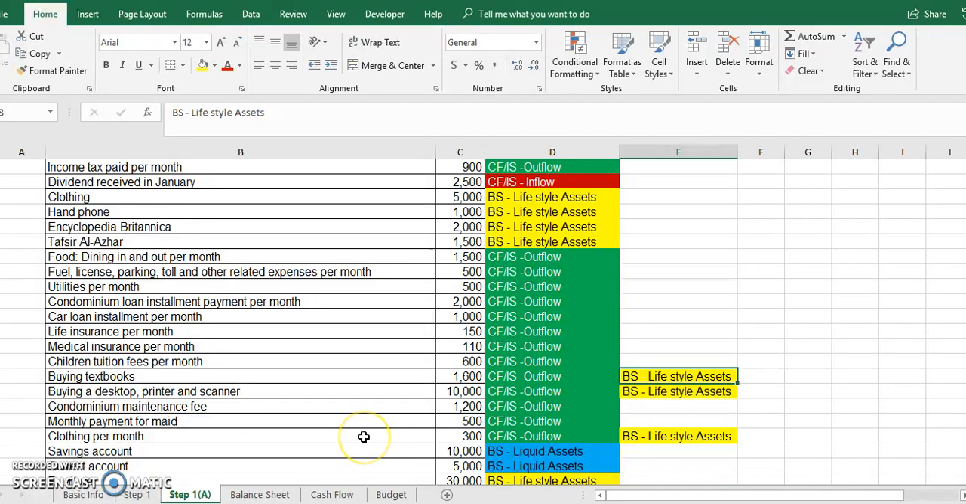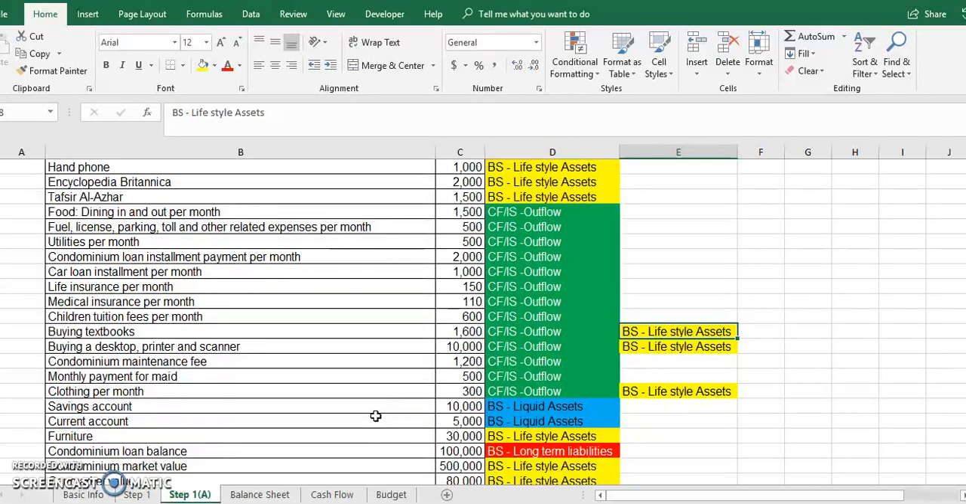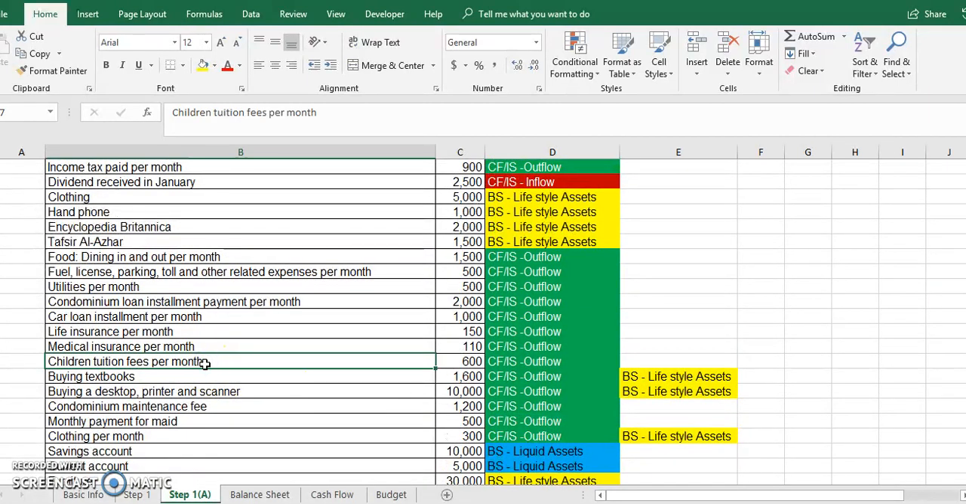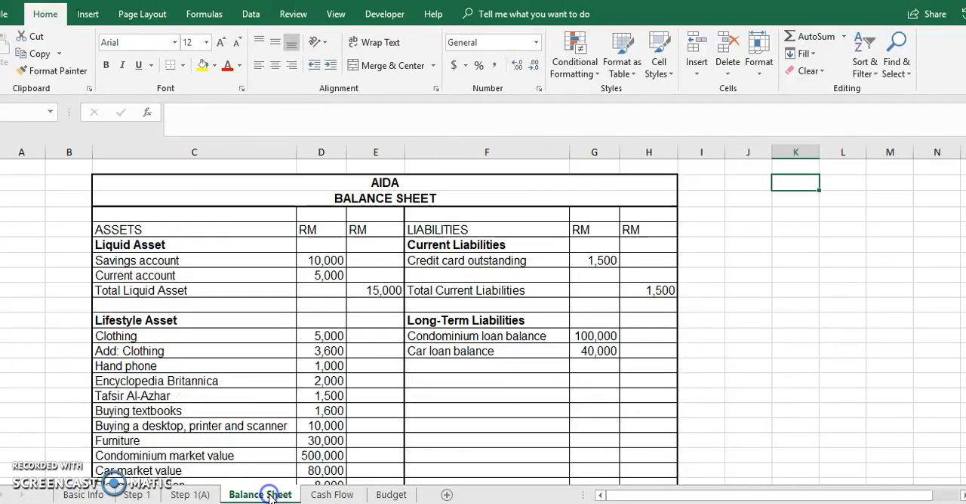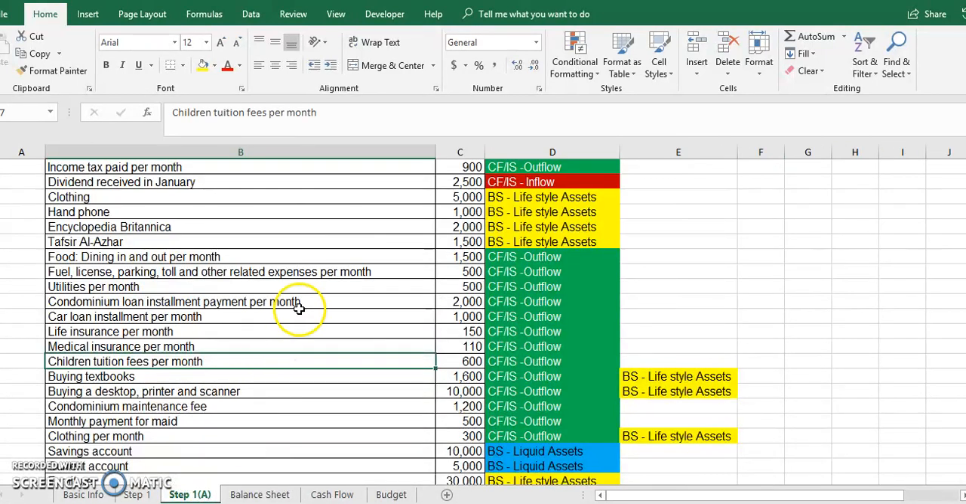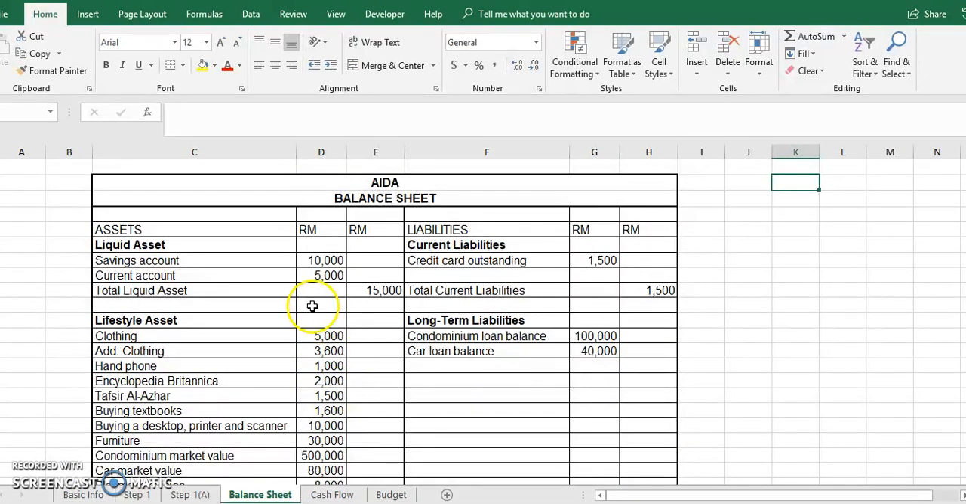After you have classified each item, don't forget to go through each item, and then we start preparing our balance sheet. So this is what we have for the IDA. You take each item that you have classified earlier. I'm talking about this one. Each item that has been classified goes to the balance sheet. Just follow: if you have identified the items, go to liquid asset.